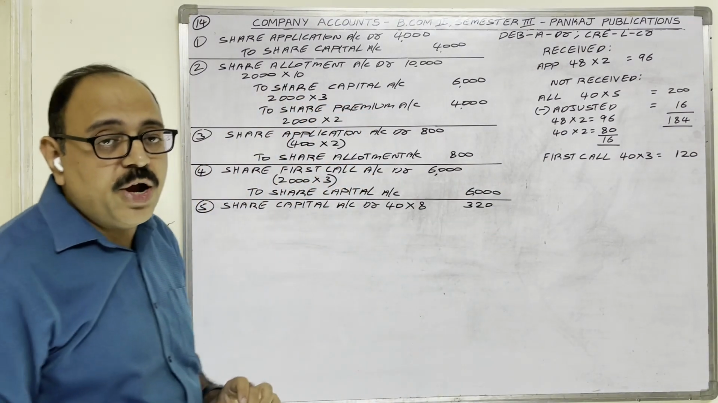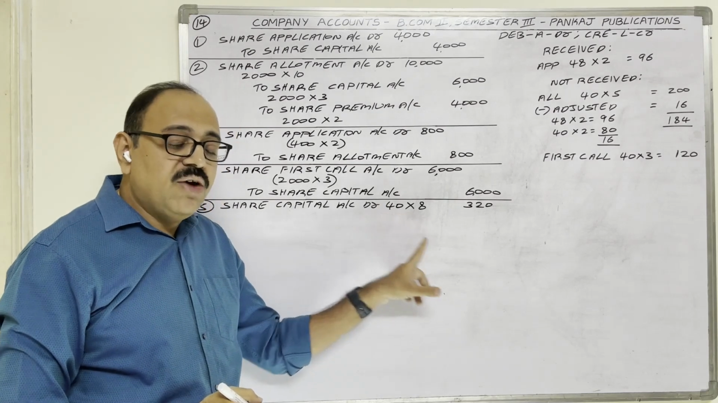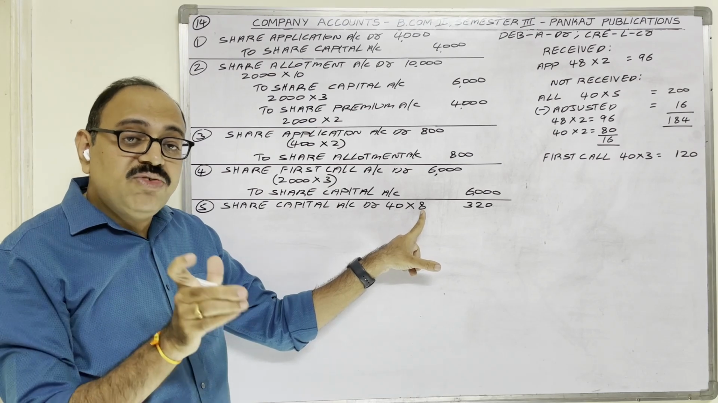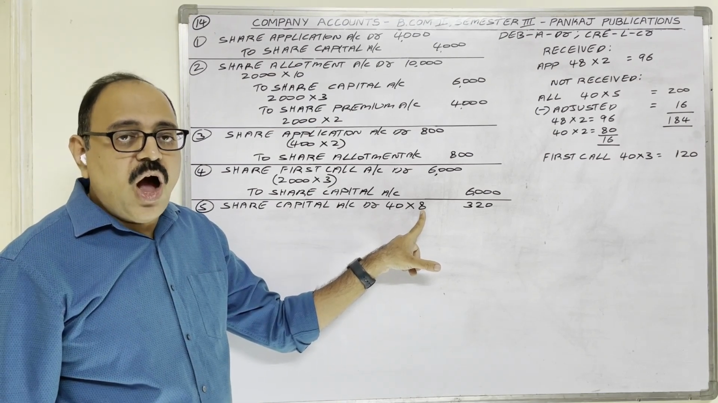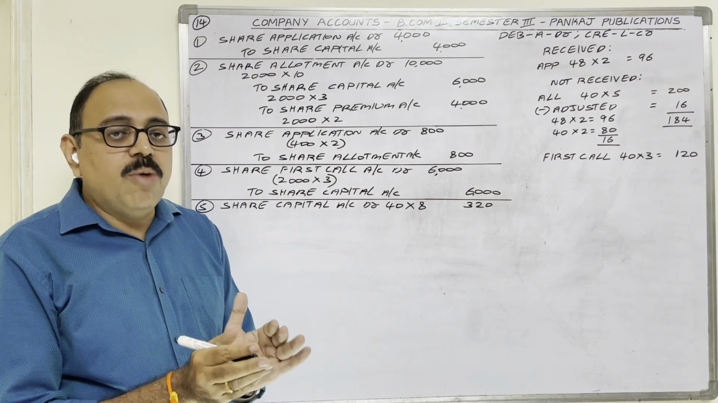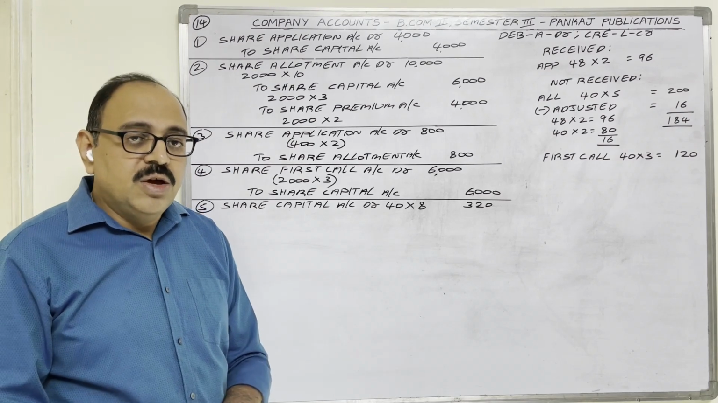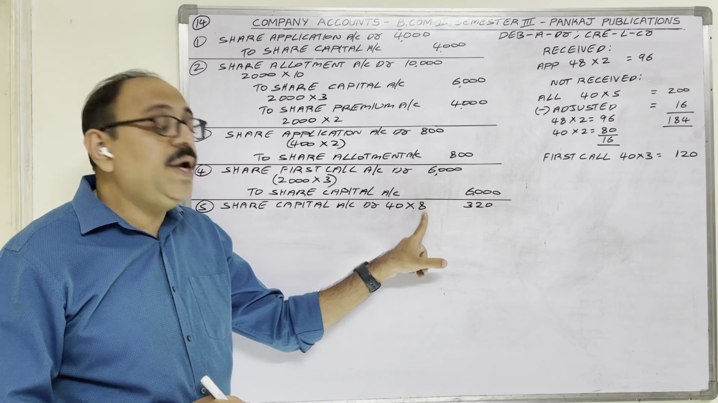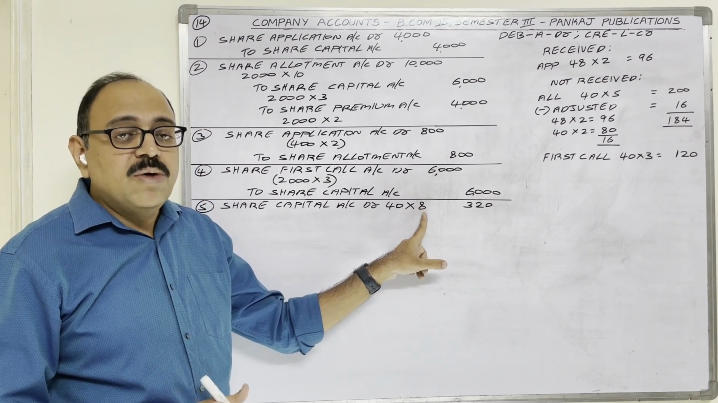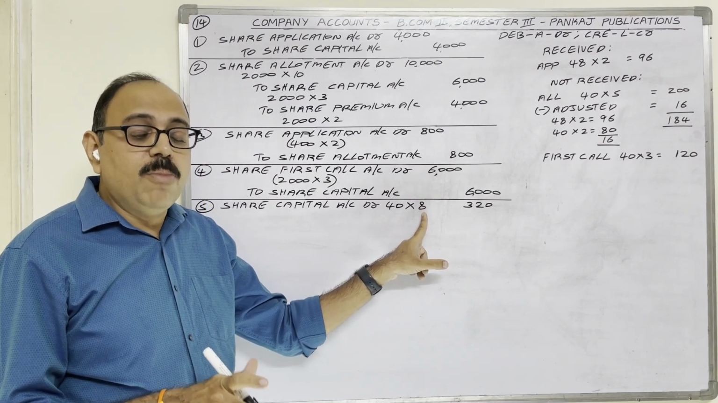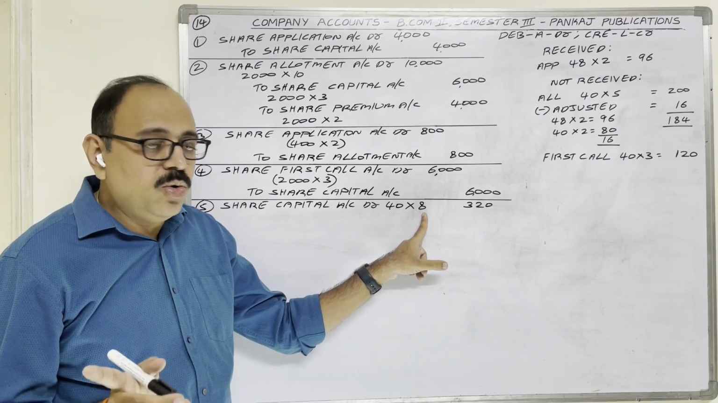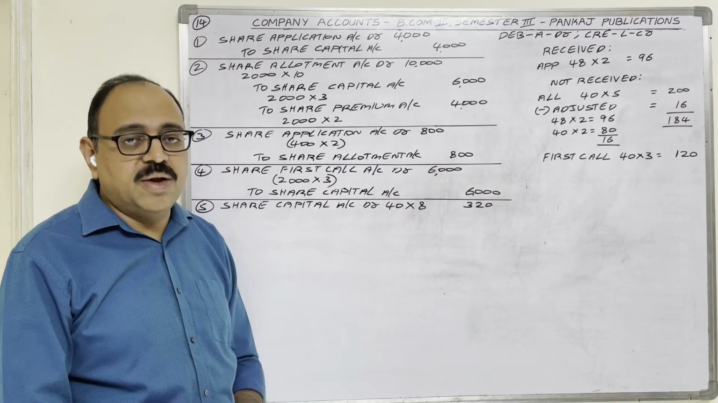So remember this point. In previous entries, while writing forfeiture entry, we used to take face value of share, because after making all calls, company used to forfeit the shares. But here face value of one share is 10 rupees, but I am taking only 8 rupees here, because before final call only, company is forfeiting these Ramesh shares. Therefore, final call amount 2 rupees we should not consider here.